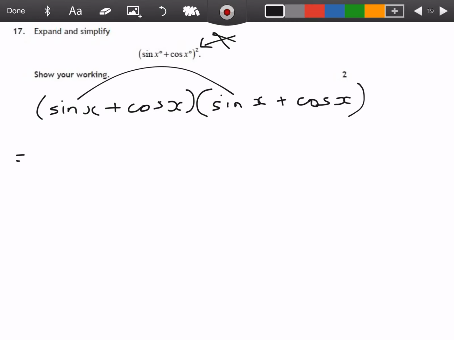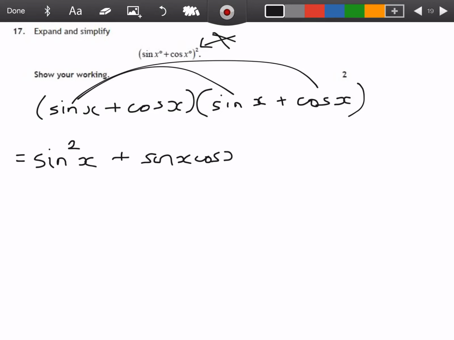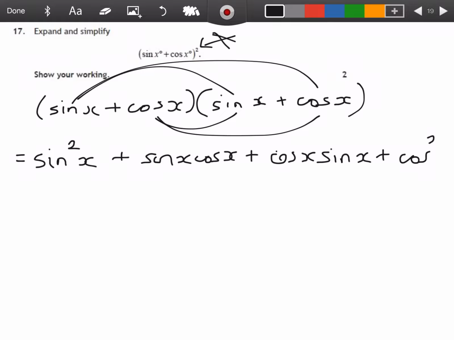Sine times sine, sine x times sine x is a sine squared. Sine x times cos x is just a sine x cos x. There's another cos x sine x. Sine x cos x, cos x sine x, they're both the same thing. Plus cos squared x. Cos times cos is cos squared.